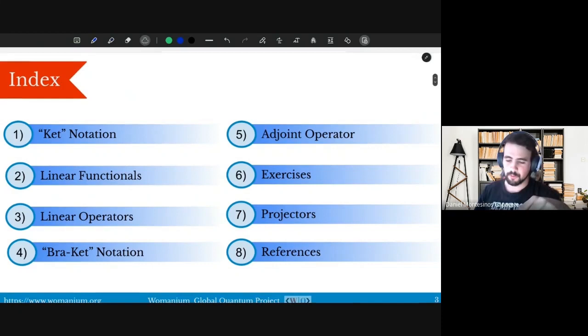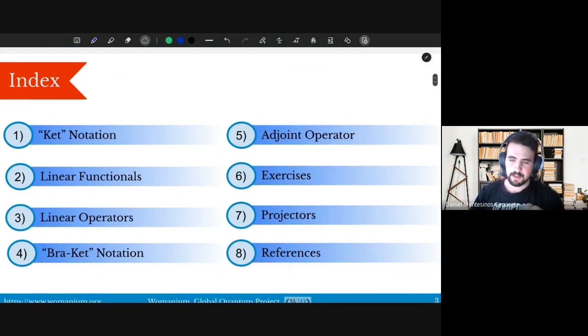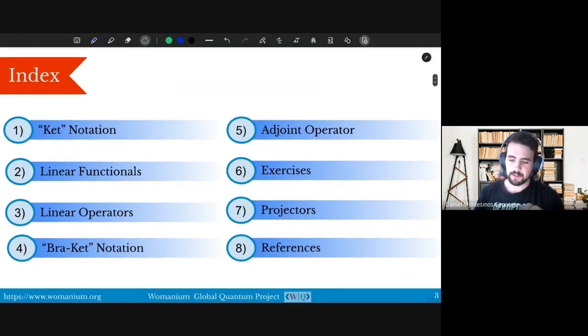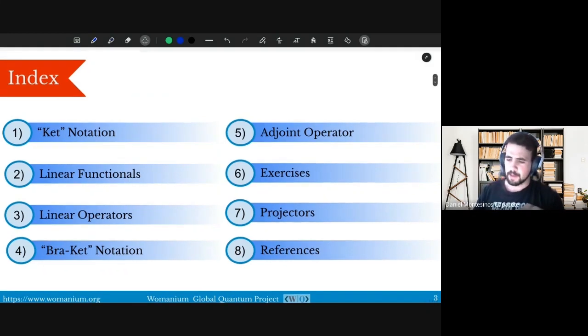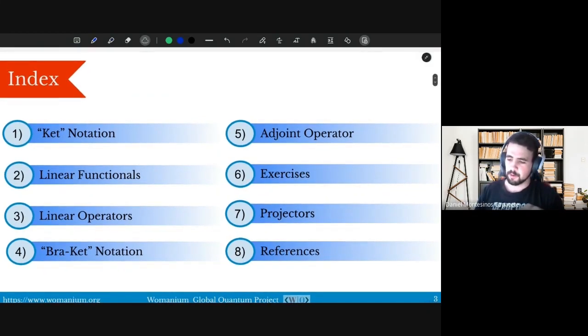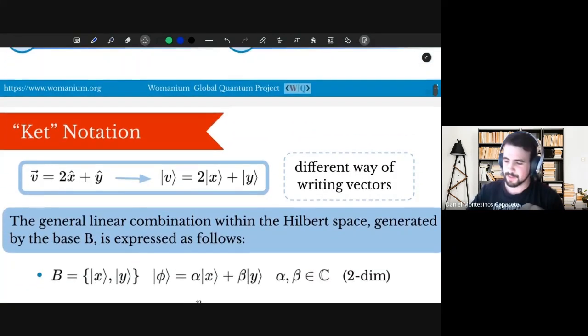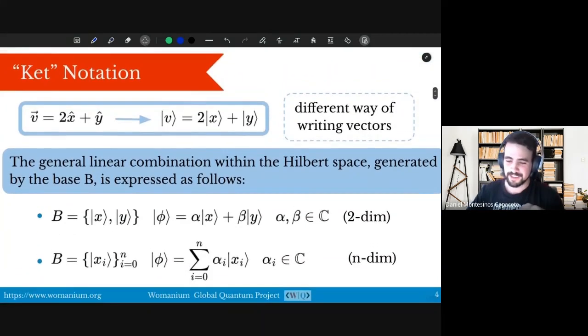So at first, I will introduce the ket notation, because the Dirac notation is also called the bracket notation. So firstly, I will introduce the ket. After that, I will speak about linear functionals and linear operators. After that, I will define the bracket notation. And then I will also talk about the adjoint operator, some exercises, and projectors. So let's begin. We have a lot of stuff to see.